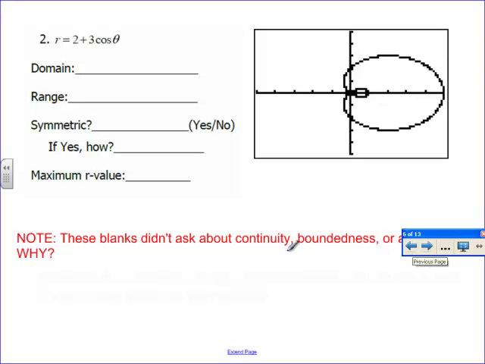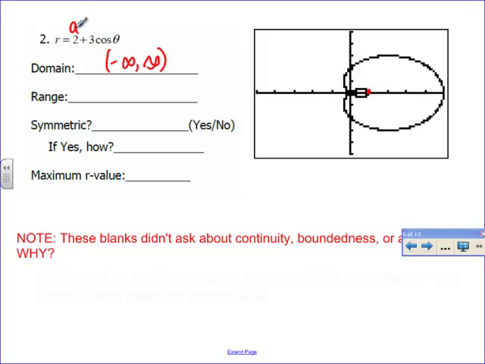Example 2, you can go back to your normal window for 2 plus 3 cosine of theta. You should get a graph that looks like this, kind of a little Mr. Pac-Man. Our domain is negative infinity to infinity because we're always allowed to plug in whatever theta values we want. Our range here is going to look a little different because of this inner loop. I've kind of gone backwards. Okay, so I've inverted myself.